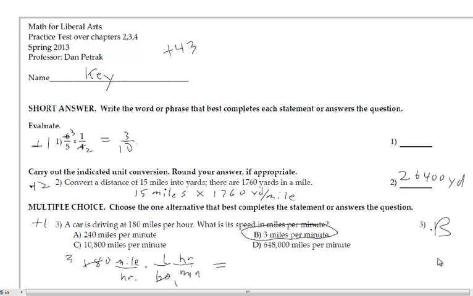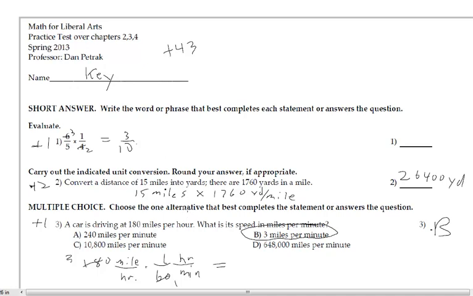The first question here is pretty straightforward: multiplication of fractions. You could identify that you could cancel the 6 and the 4 and reduce those to 3 halves. You get 3/10, or just multiply straight across and then reduce to get 3/10.